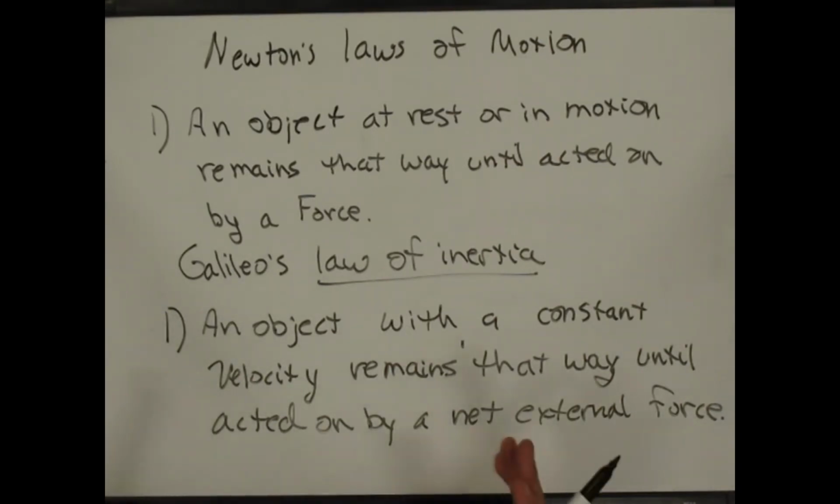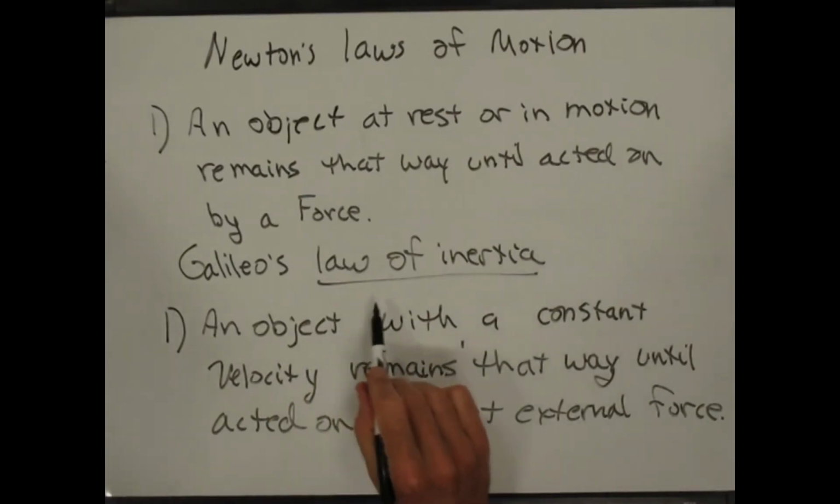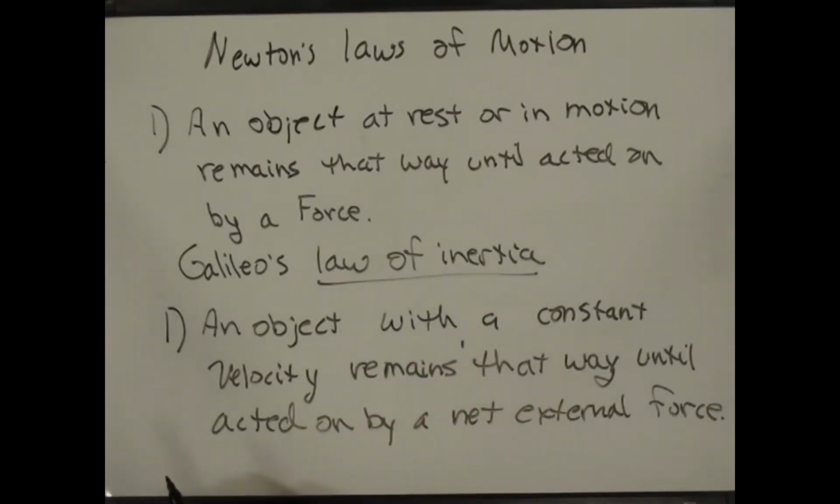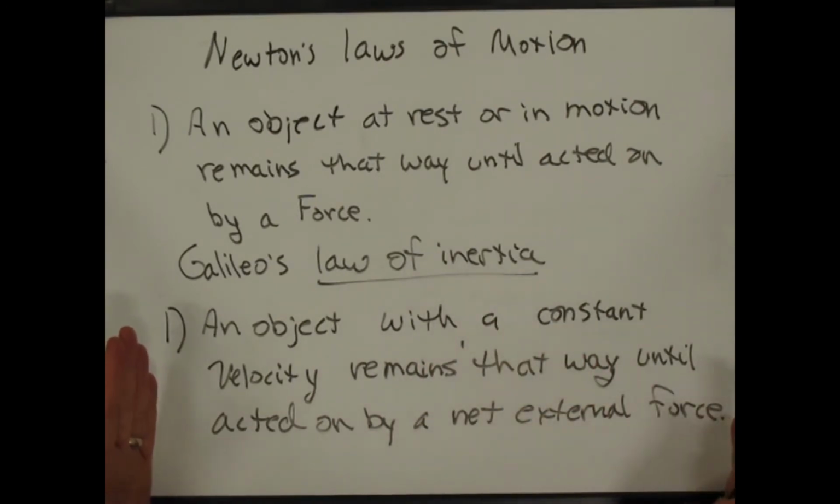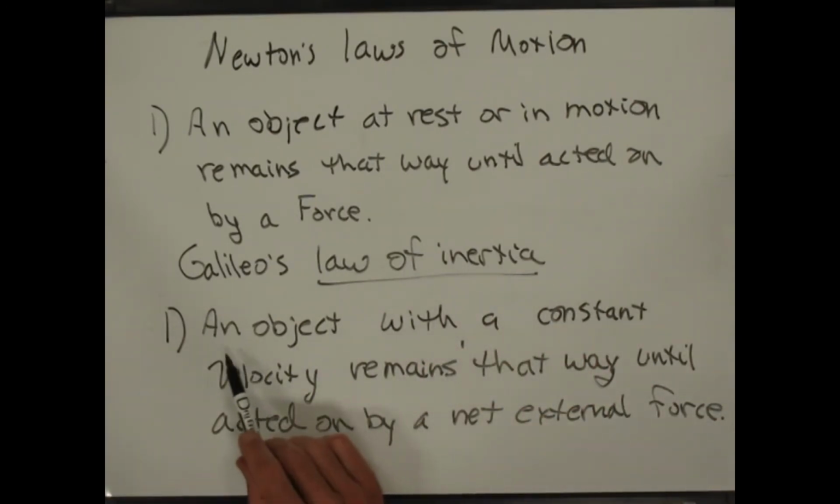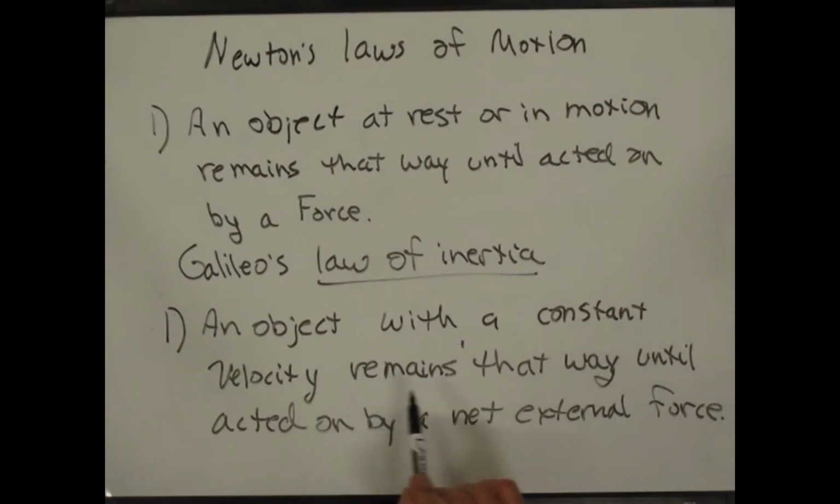So he set out 3 laws of motion, which you probably know already. Here's the first one. An object at rest or in motion remains that way until acted on by a force. That's sort of the layperson's version of that. Sometimes it's called Galileo's law of inertia. More specifically, or using more precise language, an object with a constant velocity remains that way until acted on by a net external force.